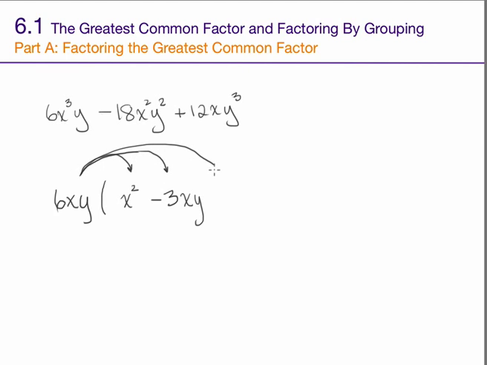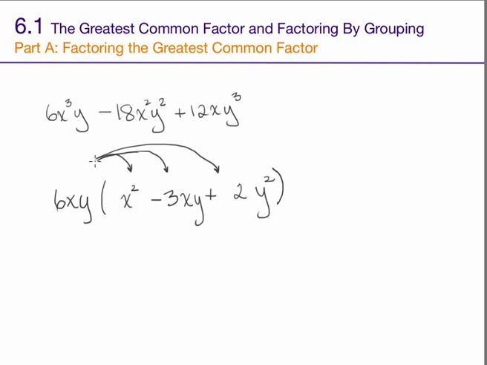And the third piece, the third term, same thing. 6 times what is 12? That's 2. X times what is x? Well, 1. And y times what is y cubed? That would be y squared. Again, I don't need to write 2 times 1 when I can just write 2. This is the end of the multiplication that I need to do to get this, so I'll close my parentheses.